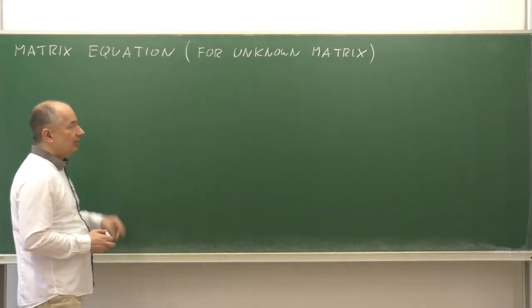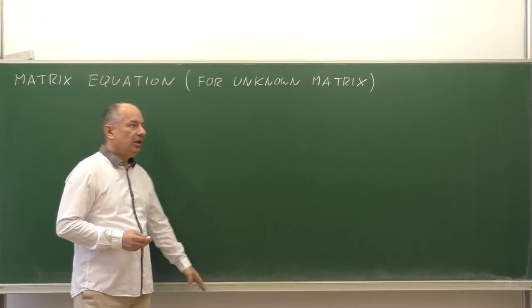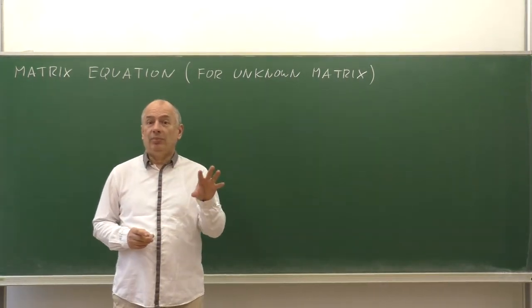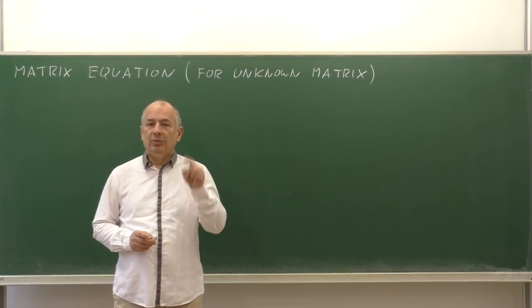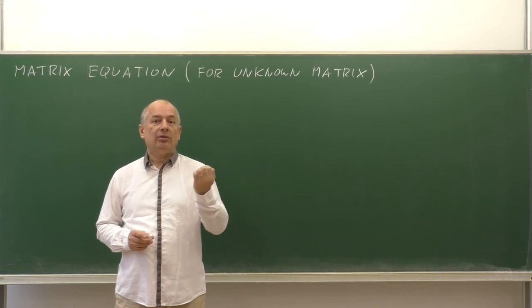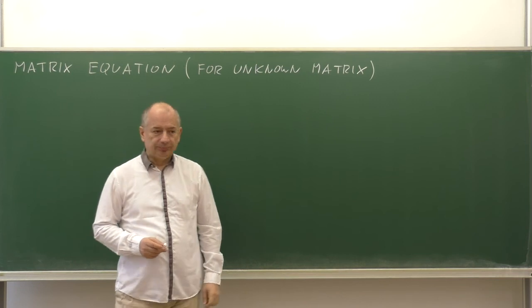Sometimes this is called matrix equation, but this term is sometimes used even for equations where matrices appear, but the unknown object is a vector. So today we mean a real matrix equation in the sense that the unknown object is a matrix.